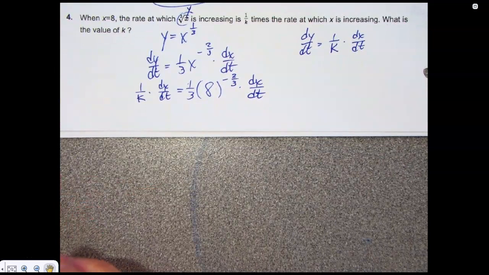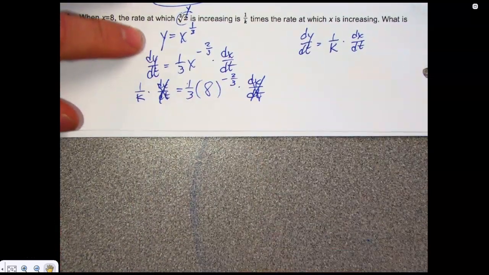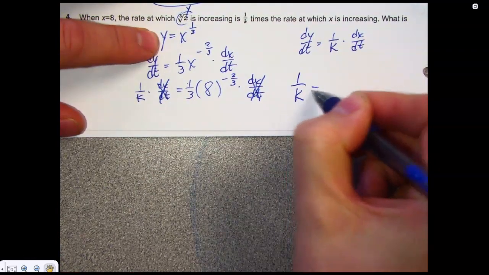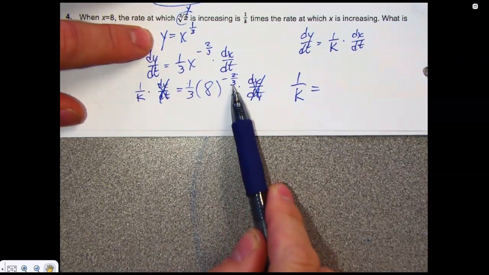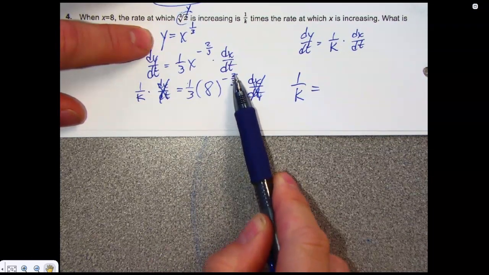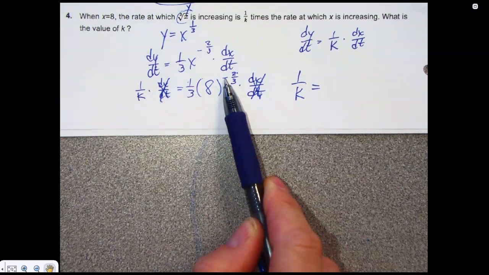Questions on what I'm doing there? So now what happens? What can I do on both sides now? I cancel the dx/dt's, right? And then it's 1 over k equals, so now I gotta do, I know you guys love these. What's the third root of 8? 2. 2 squared plus 4, and what does the negative sign do? Flips it over.